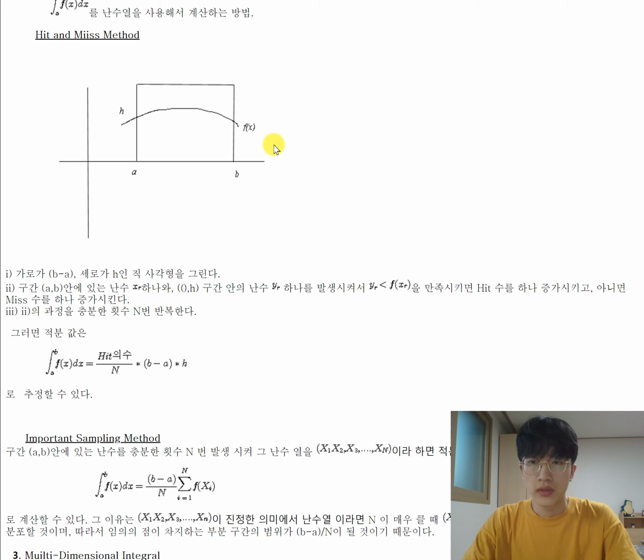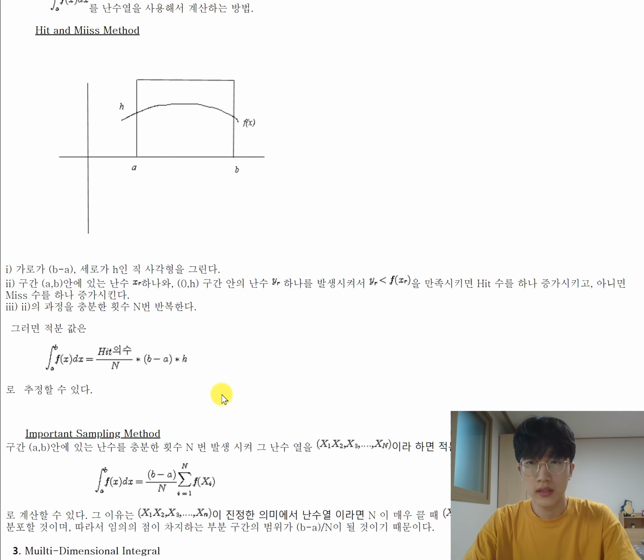After repeating this process many times, evaluate the percentage of hits. So this is the percentage of hits. Then multiply the percentage with the area of the figure we draw at the beginning. So this is the area of this rectangle. This final value approximates to the results of the integral computation.